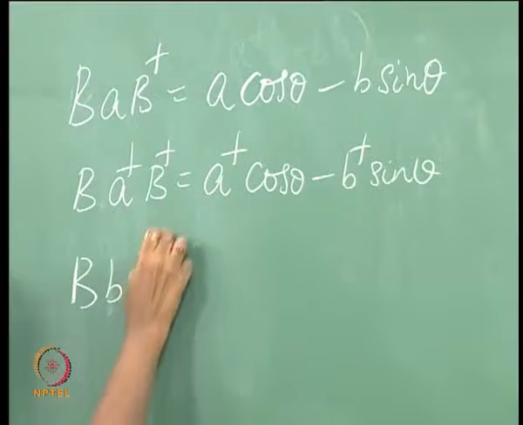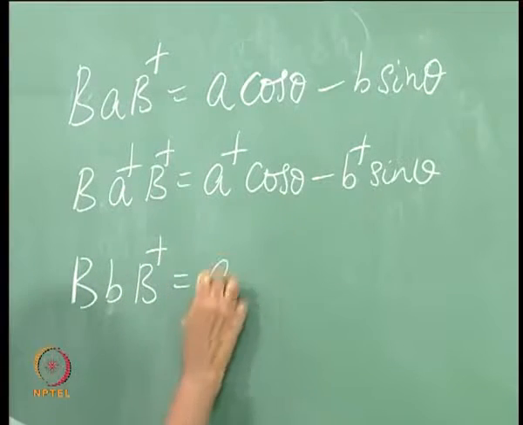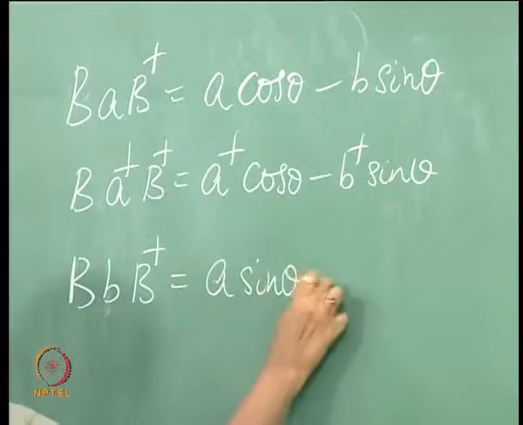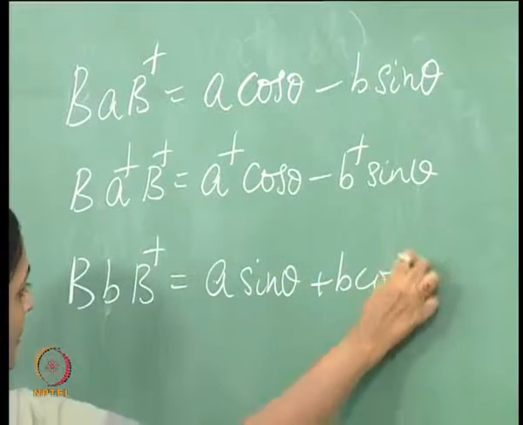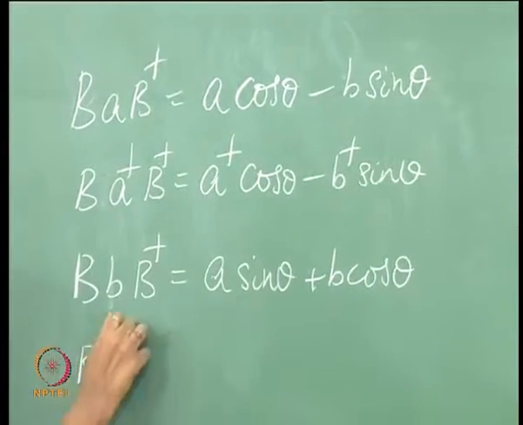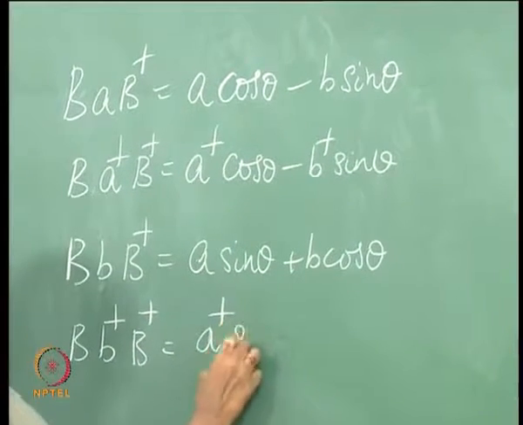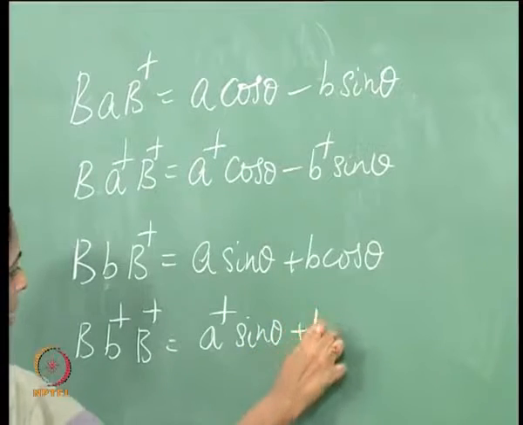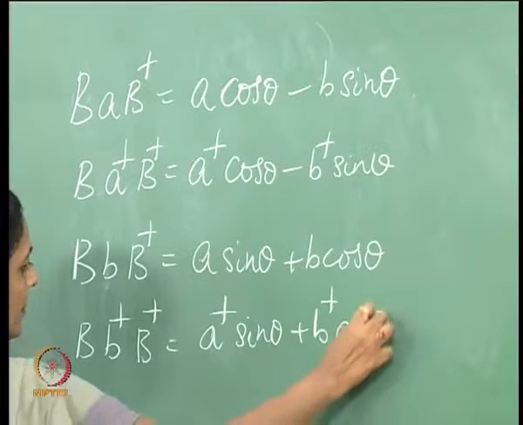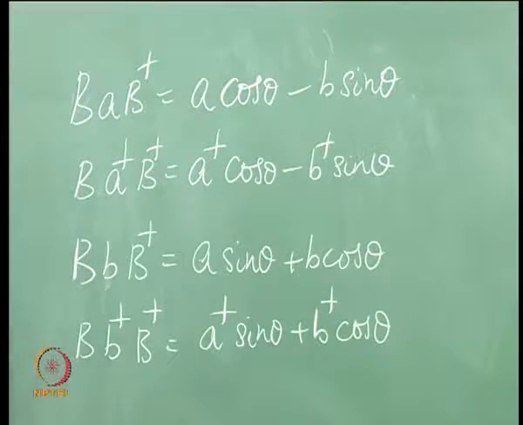Similarly, this object is A sin theta plus B cos theta, and B dagger, capital B dagger, is A dagger sin theta plus B dagger cos theta. So, this is what we have.